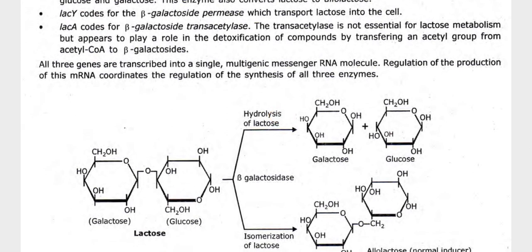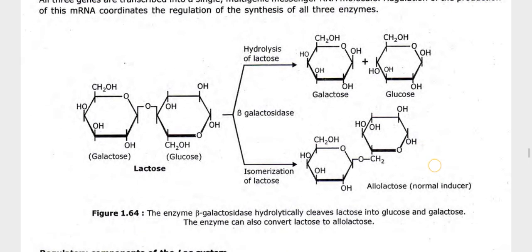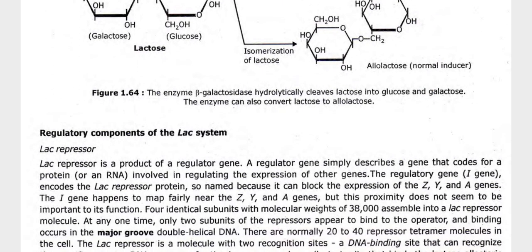Regulation of production of this mRNA coordinates the regulation of the synthesis of all three enzymes. Lactose is hydrolyzed by beta-galactosidase, and isomerized to allolactose. The enzyme beta-galactosidase hydrolytically cleaves lactose into glucose and galactose. The enzyme can also convert lactose to allolactose. Then, the regulatory components of the lac system.